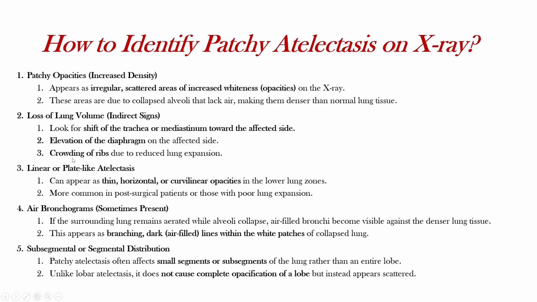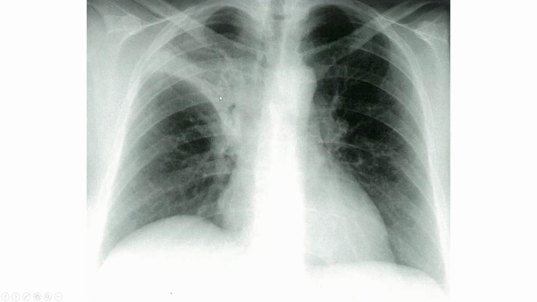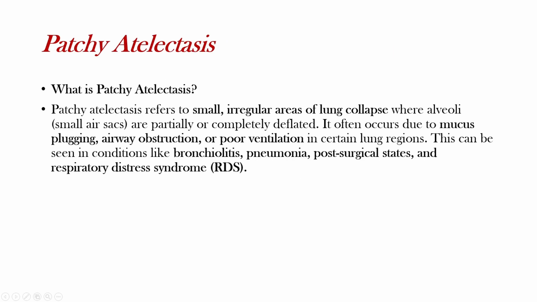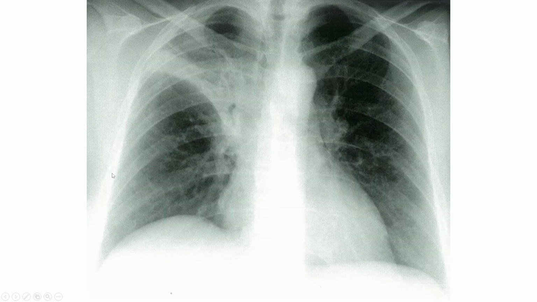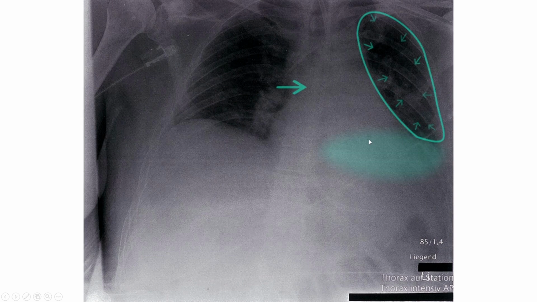Okay, we can have crowding of the ribs due to the reduced lung expansion. And we have linear or plate-like atelectasis. So now in this one, we have a shift in the trachea. Here all is opacities. So we have atelectasis here with other things, of course. Here in this picture, where is the atelectasis? This is the one we talked about, the linear or plate-like atelectasis. So here it is. In this one, where is it? Here, and this is the lung.